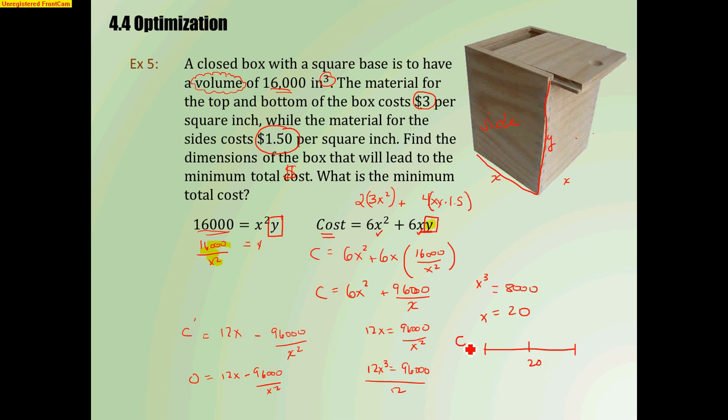So the derivative of cost was 0 at 20. I go to my derivative equation here. I put a number in below 20 and I see that this is negative. Above 20, the first derivative is positive. Therefore, the cost must be changing from decreasing to increasing, meaning 20 is a minimum.